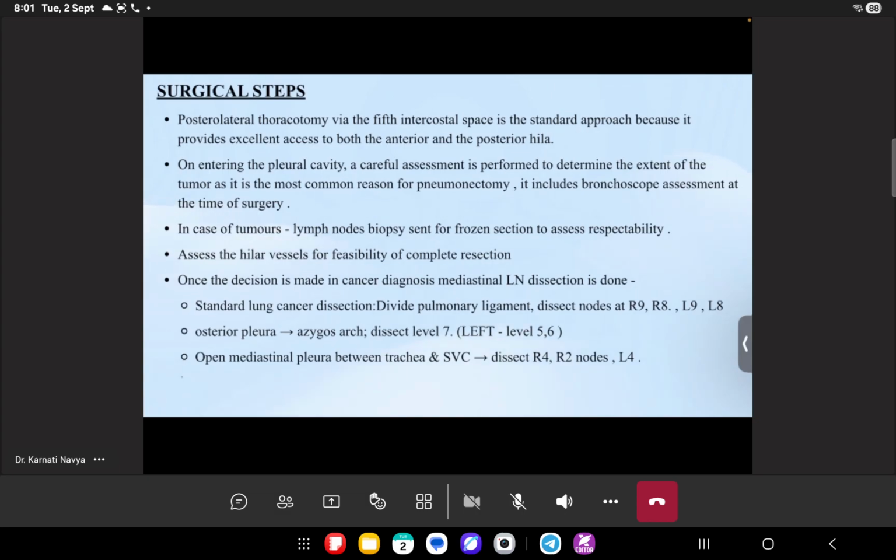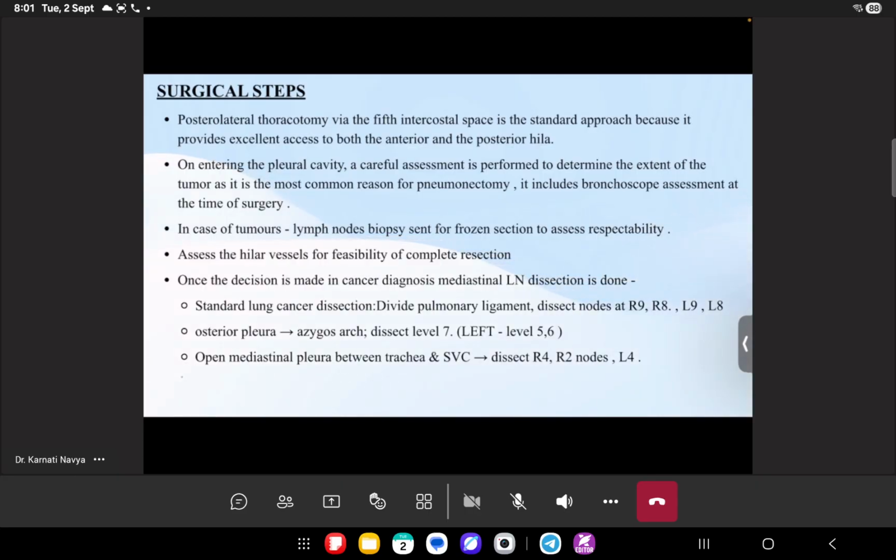Surgical steps. The posterolateral thoracotomy via the fifth intercostal space is a standard approach because it provides excellent access to both the anterior and the posterior hilum. On entering the pleural cavity, first a careful assessment to determine the extent of the tumor is important, as it is the most common reason for pneumonectomy. It includes bronchoscopic assessment at the time of surgery.